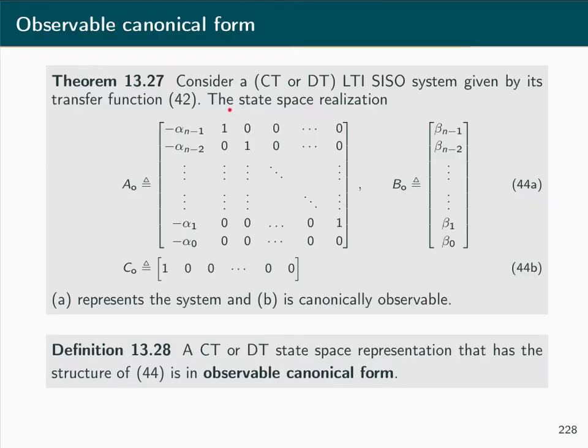And since the state space model in equation 44 is always observable, as we have just shown, it is also said to be in observable canonical form according to definition 13.28.